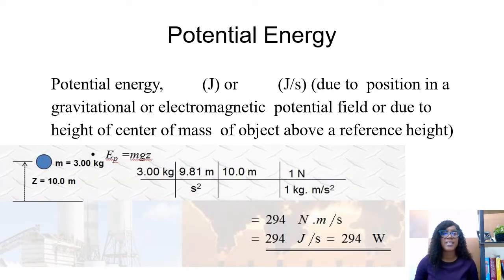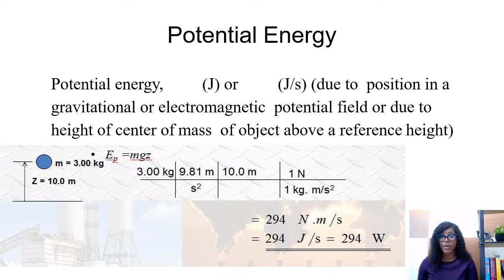Let's look at potential energy. So as previously discussed, potential energy is due to the position in a gravitational or electromagnetic potential field or due to the height of the center of mass of an object above a reference point. So let's examine how to calculate this. Some books may refer to potential energy using the variable P subscript E, or you may find E subscript P, as in the case in this slide. So we have EP being equal to mgz.